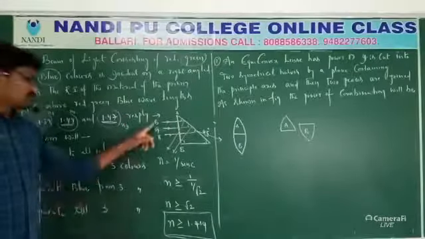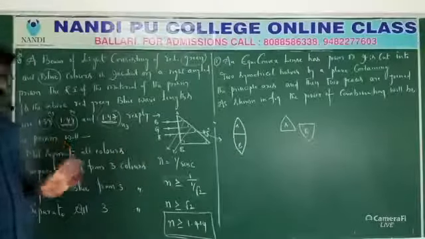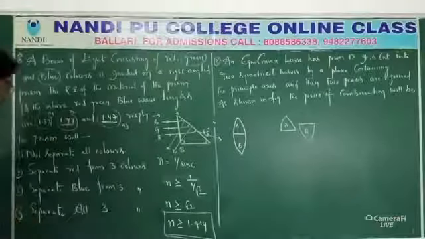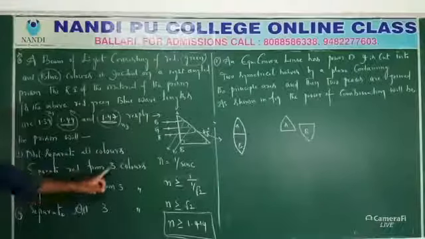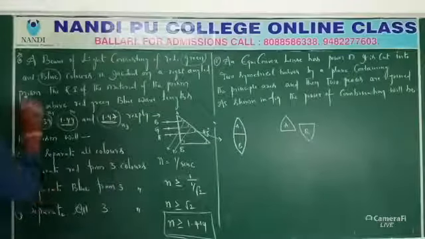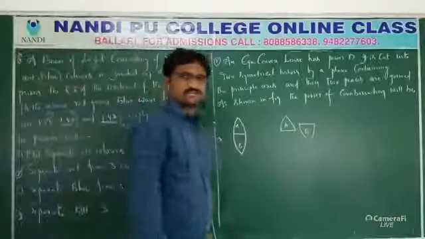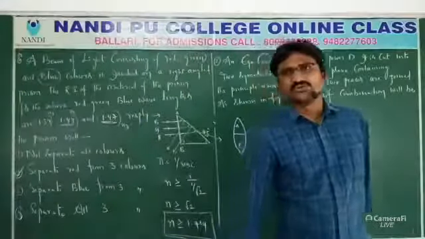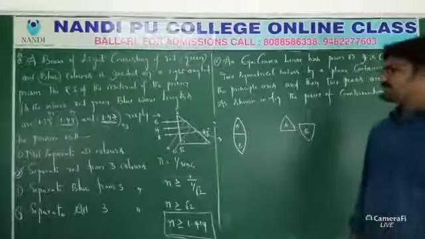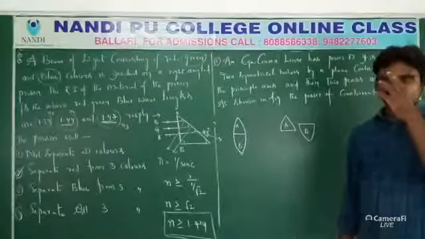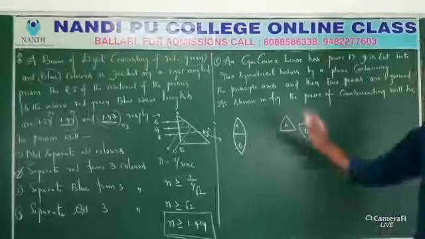So you must have the values. What values? N values. Then you can easily identify. Then see the options. Not separate all colors, wrong. Separate red from 3 colors, yes, it is your answer. Red color is separating. Why? Because red is deviating outside, and the remaining 2 colors stay inside only. Right, so that is the answer. Second option, separate red from 3 colors. Okay, students? Yes. We can come to the next topic, mirrors and prism.